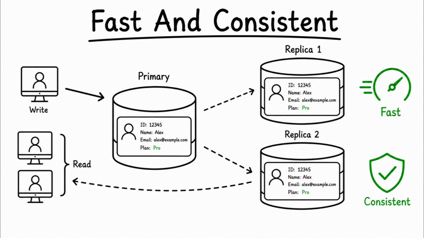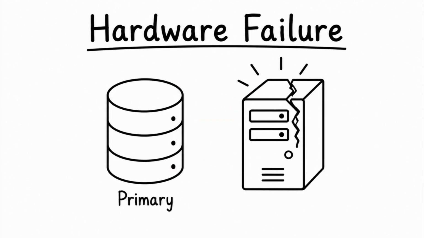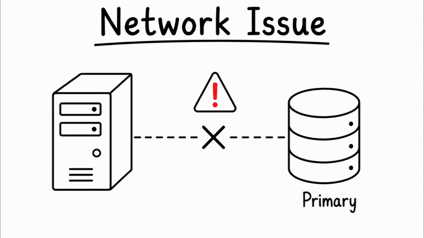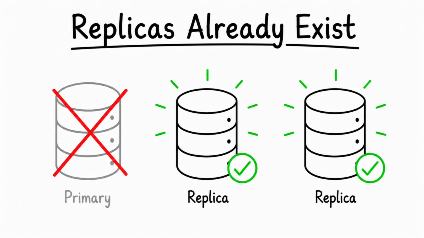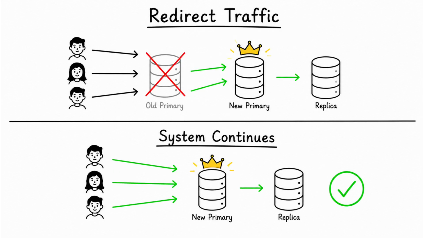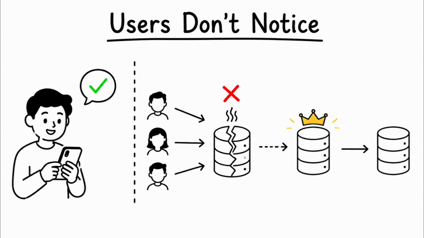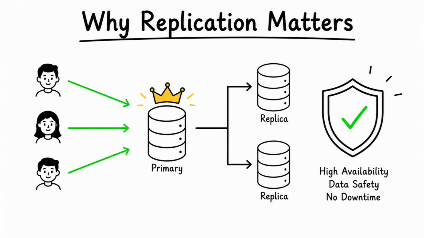Step 9. What if the primary fails? Now imagine something goes wrong. The primary shard crashes. Maybe hardware fails. Maybe a network issue occurs. Maybe an entire machine goes offline. Does Instagram stop working? Not necessarily, because the system already has replicas. One replica can be promoted to become the new primary. Traffic gets redirected. Operations continue. In many cases, users may not even notice that a failure occurred. This process is called failover, and it is one of the reasons replication is so important in distributed systems.